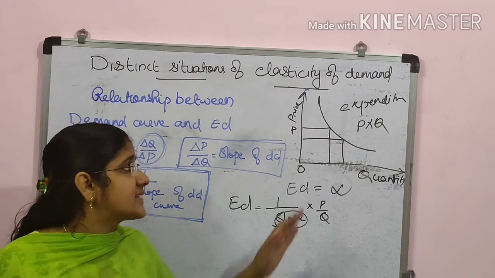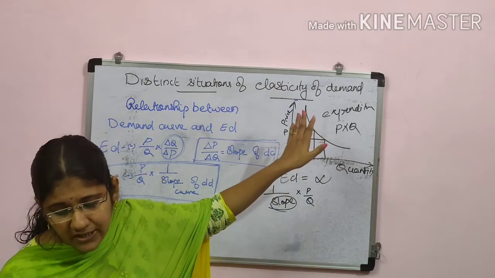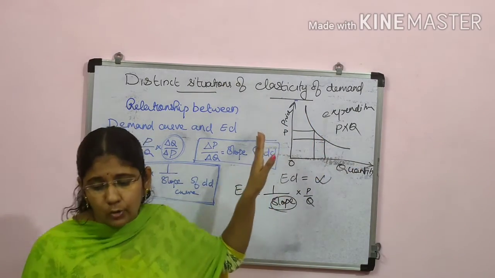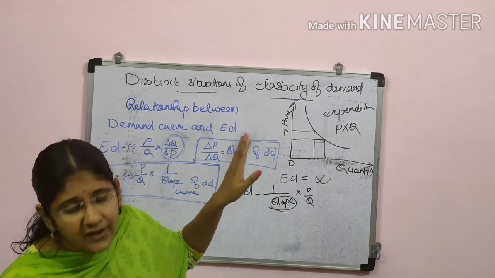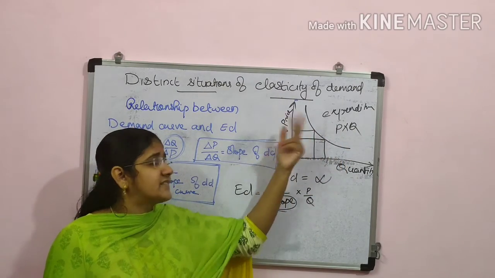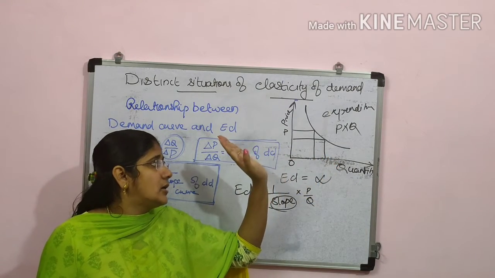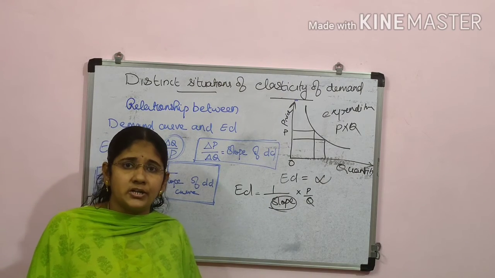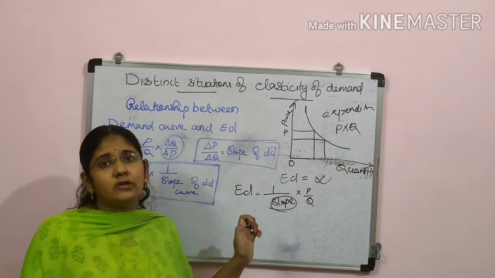And in the last case, I told you about the rectangular hyperbola demand curve. There the total amount spent for the commodity remains the same, because if the price is more, we go for less quantity, and if the price is less, we go for more quantity. Okay students, I hope this portion is clear for you.